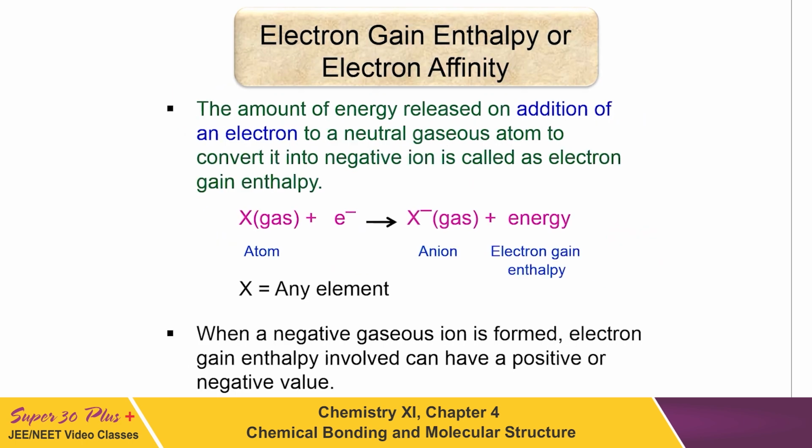Now the next is electron gain enthalpy, or previously it was called electron affinity. This is the amount of energy released, like I said, exothermic, on addition of an electron to a neutral gaseous atom. So whenever you try to add an electron to the neutral gaseous atom, there is an involvement of energy, which is released energy, called electron gain enthalpy or electron affinity. Alright.